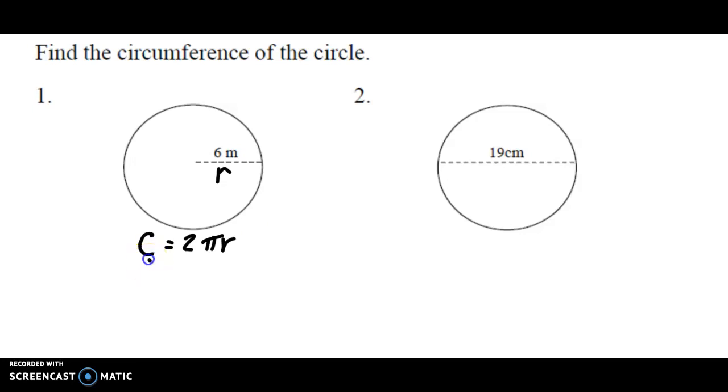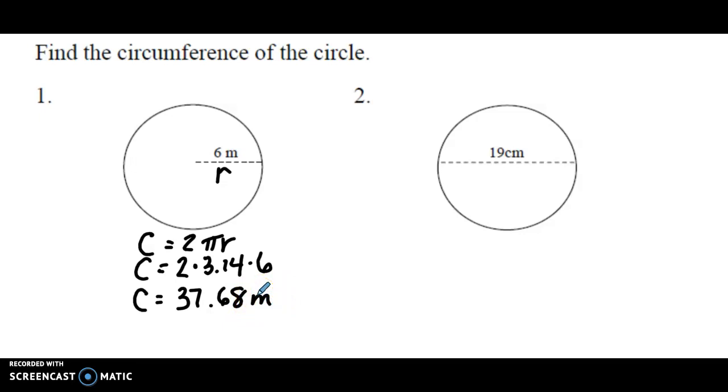So C is what we are finding. 2 is a fixed number, meaning it never will change. Pi is approximately 3.14, and that's the number I'd like you to use. And the radius in this problem is 6. And we type that into our calculator and hit equals, and we get 37.68. And the unit will be meters because it is a distance, and distance are what we call a linear unit, so it's just a regular measurement, no exponents involved.